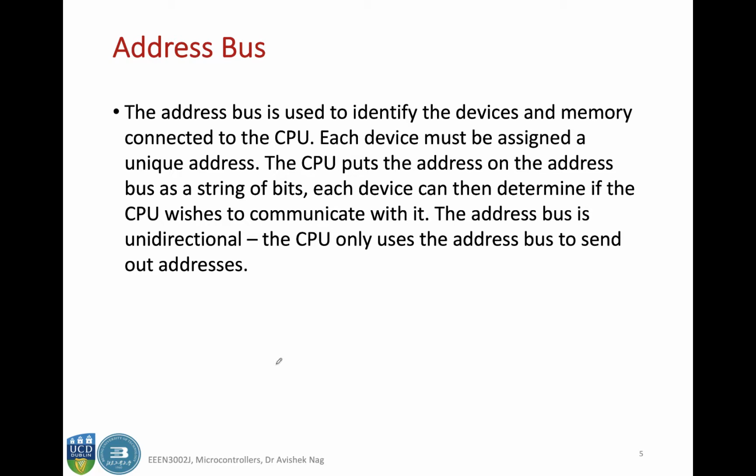And then comes the address bus. So this is used to identify the devices and memories connected to the CPU, and the CPU puts the address on the address bus as a string of bits, and then each device can then find out if the CPU wishes to communicate with it or not. And then, as I said a couple of slides back, the address bus is unidirectional, which means that the CPU only uses the address bus to send out addresses.